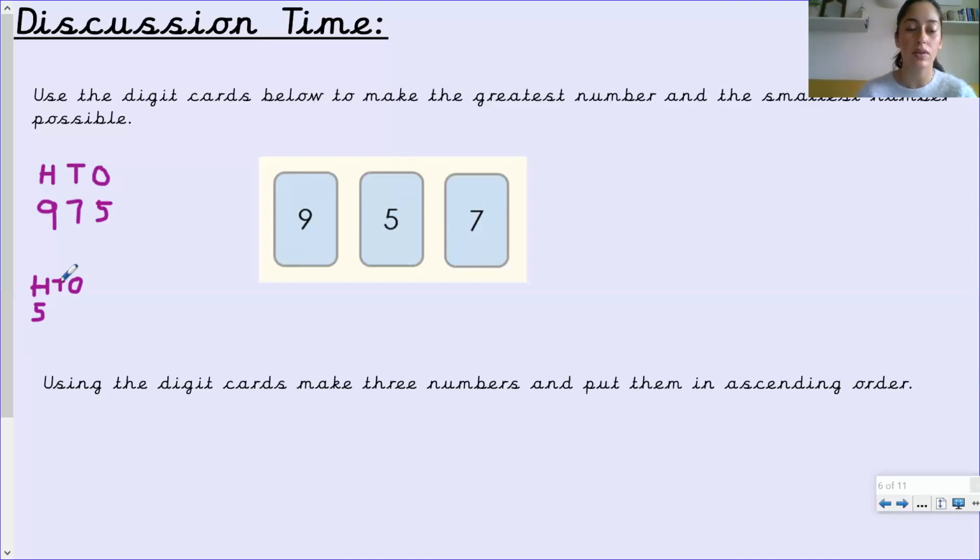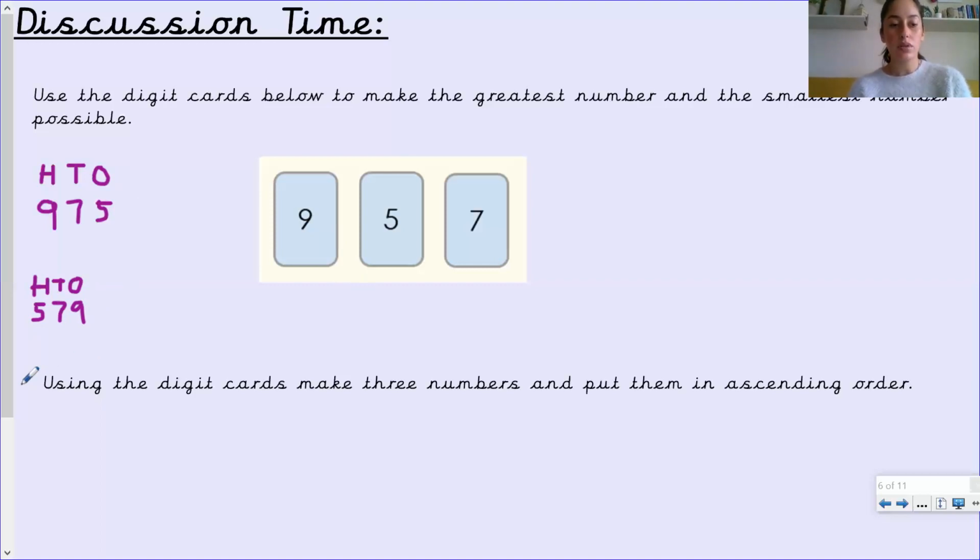Remember, your tens is your next most significant number. So which one of these two would I put in the tens column to get the smallest possible number? Oh, sorry, we have 9 and 7 left. Between 9 and 7, which one of these two numbers would I put in my tens column to get the smallest number? 7. And then I'm left with 9, which would go in my ones column. So now I have made the greatest and the smallest numbers.